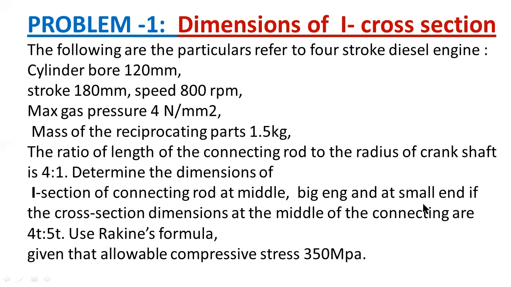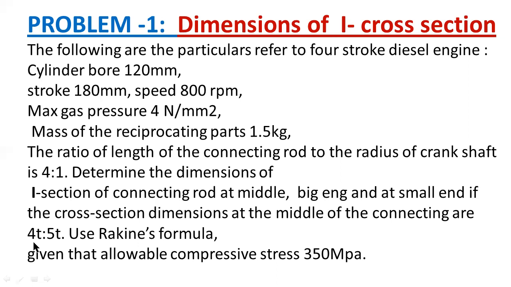Here we already know the shape of the I cross section. For connecting rods, the big end has more height than the small end, because the cross section is in a taper shape. That's why the height of the I cross section at the big end, at the small end, and at the middle are different. Here the ratio of the I cross section at the middle of the connecting rod is 4t to 5t. That means the height of the I section equals 5t and width equals 4t.